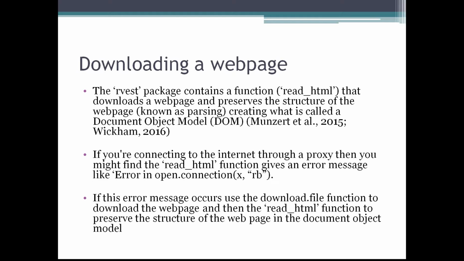To download a web page, we're going to use the rvest package, which contains a function called read_html. That downloads a web page and preserves the structure of that page. That's what's known as parsing, to create what's called a document object model. You download a version of the web page and parse it into an HTML or XML structure. That's really important because preserving that structure allows us to query it as we systematically pull out the bits of information we want from that page.